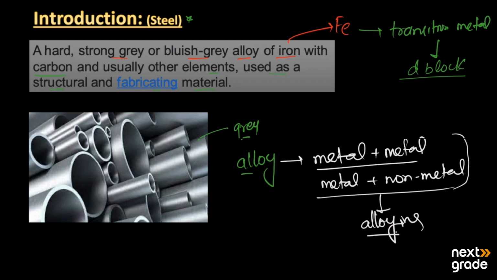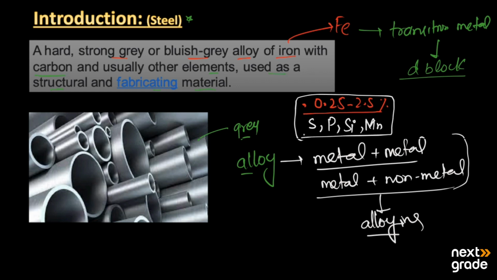Now, what is the main percentage of the carbon present in the iron? Basically, it is an alloy in which the iron can contain a percentage of carbon that ranges from 0.25 to 2.5%, and along with it contains some traces of other elements. It may contain sulfur, phosphorus, silicon, as well as some traces of manganese. So they make up the whole structure of the steel chemically.